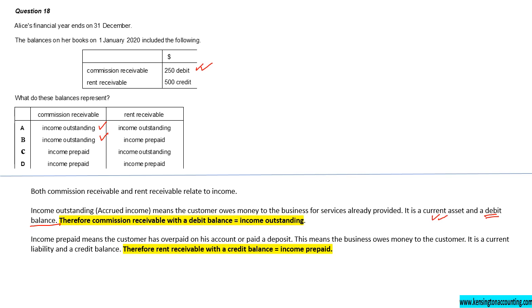Income prepaid means a customer has either overpaid on his account or paid a deposit. This is money which the business owes to the customer, and it is a current liability and a credit balance. Therefore, in this case, rent receivable with a credit balance represents income prepaid. So that's income prepaid. Therefore, the correct answer is B.